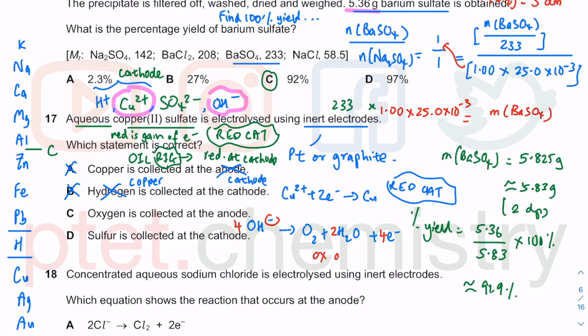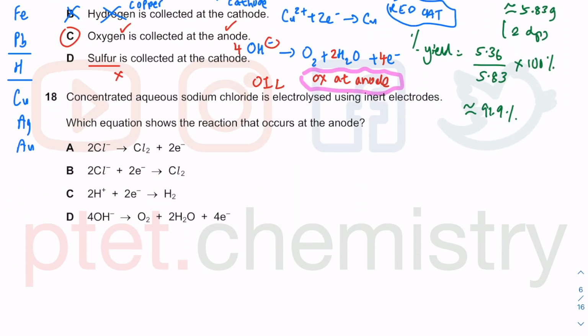That is oxidation at your anode, as that is the hydroxide ions losing your electrons there. This is part of the acronym. Oxidation is the loss of electrons, whereas reduction is your gain of electrons, and that happens at the cathode. So this oxidation happens at the anode. We do get oxygen, we do get it at the anode. C must be the answer. We don't collect sulfur, so not the SO4 2-, but the OH- that get discharged there.